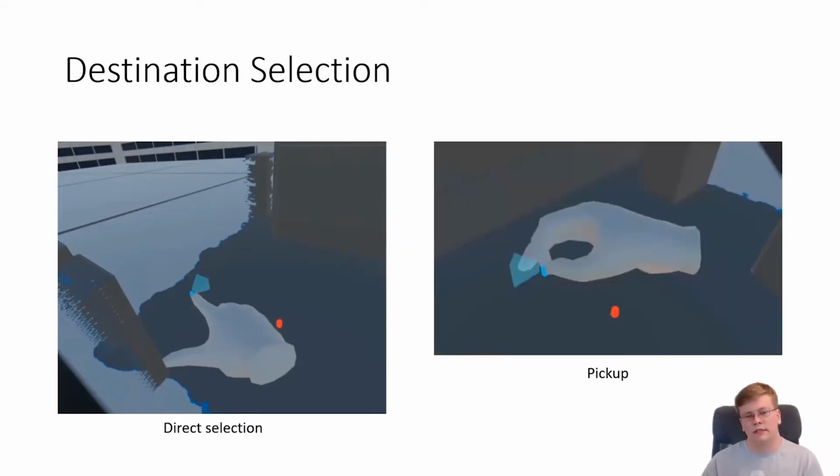Then there's the pickup destination selection method. This time the user can pinch his index finger and thumb to pick up his representation, or the representation of himself, and place this anywhere he wants to be, and then he can confirm by double tapping, and then he will be moved to this new destination. We found the pickup selection more intuitive because it is also matching the overall gesture-based approach that we used.